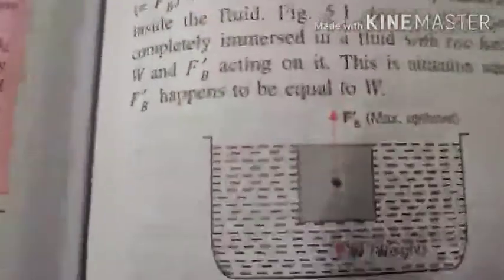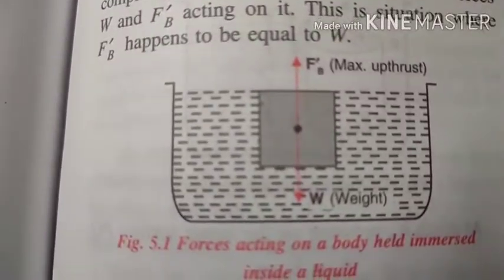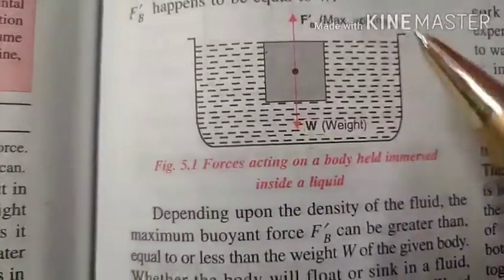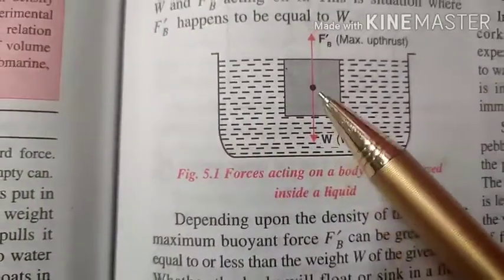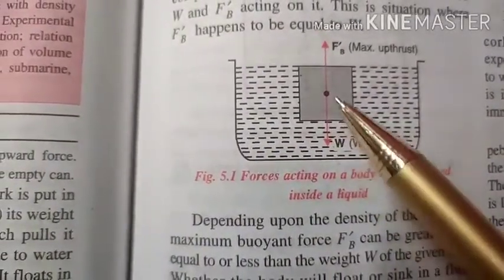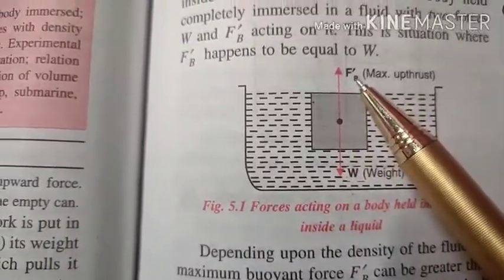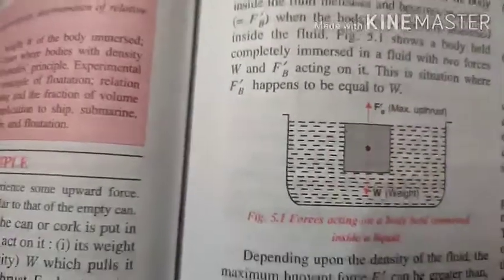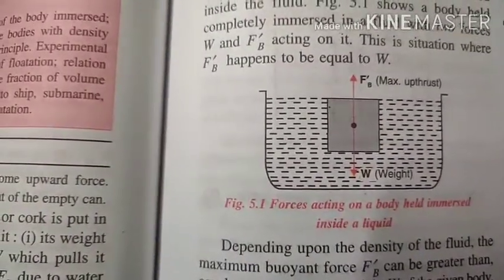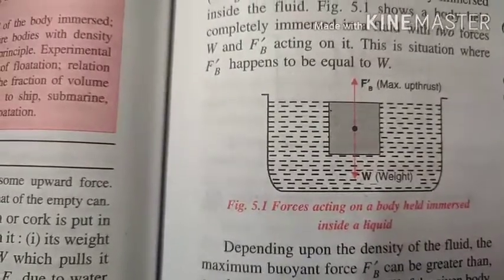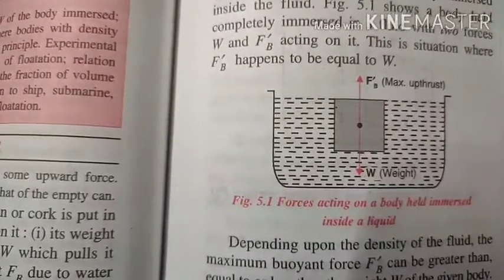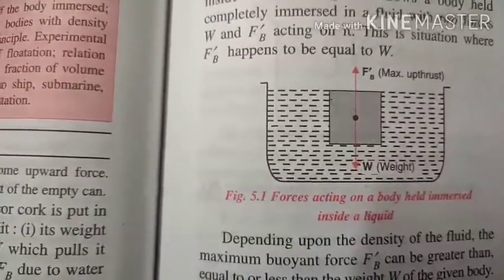Okay, from this diagram we can see a cubical body which is immersed inside the liquid. It has two forces acting on it. The first force is the weight, which acts downward. This is the weight of the body. Another force is the upthrust force, in this case F prime B, which is the maximum upthrust force. So there are two forces, upthrust and weight, acting on the body. The weight force makes the body sink, and the upthrust force makes the body float.